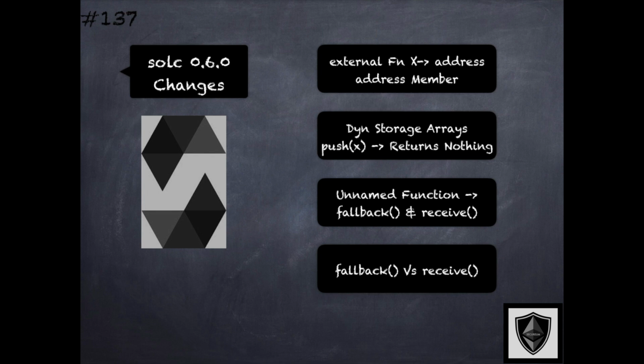So there are all these aspects that until 0.6.0 were combined under the concept of the unnamed function, but the functionality was split into the two different functions, fallback and receive, and some more aspects and features were made explicit to remove ambiguity and to provide additional control over how these functions manage different aspects.